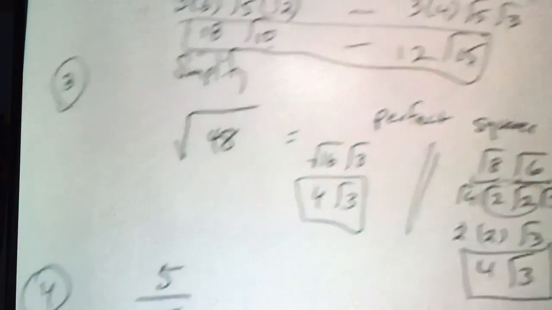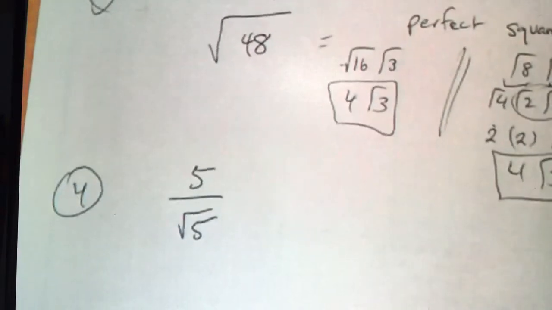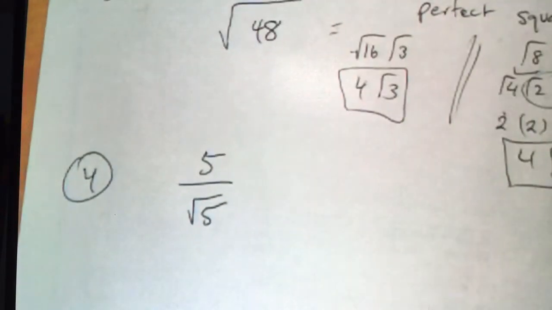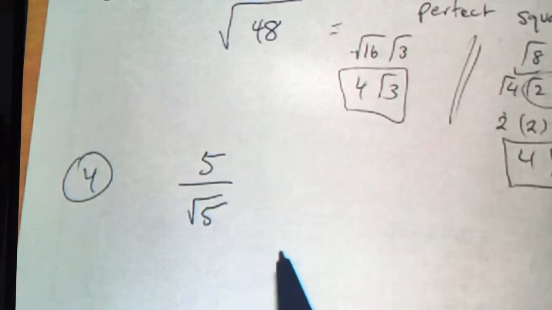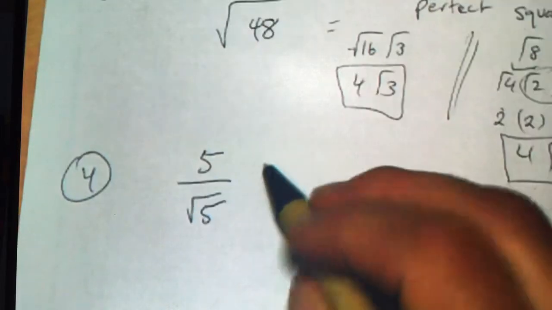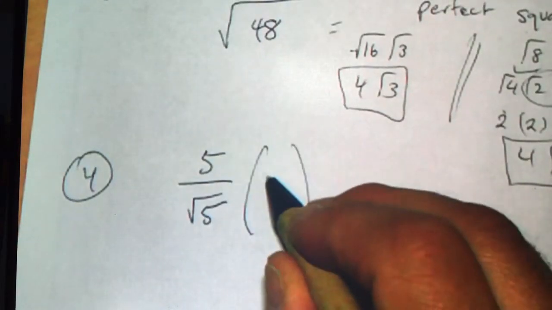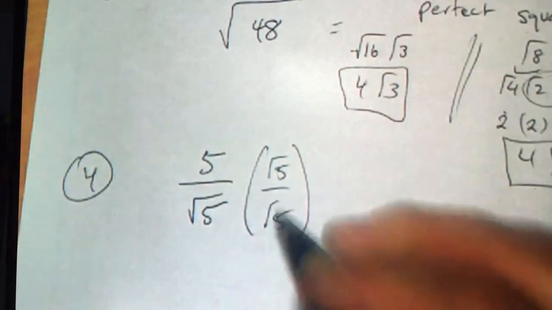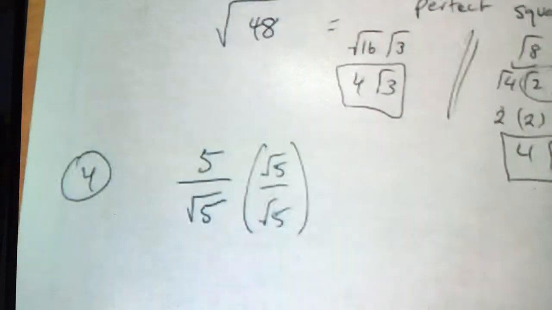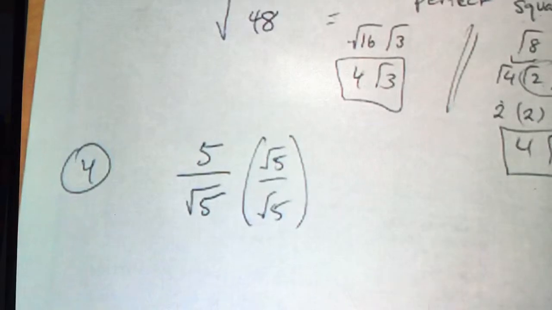Last but not least, these ones here are fractions, 5 over root 5. And in this case, you cannot have a radical in the fraction. You can't have a radical in the bottom, the denominator. So you do what's called rationalizing the denominator. You multiply by root 5 over root 5. Which is actually, in effect, 1. Root 5 divided by root 5 is equal to 1.